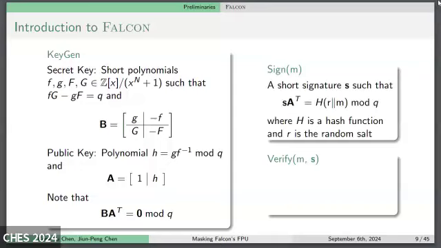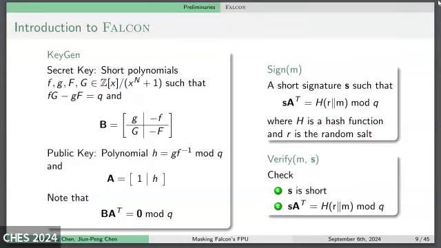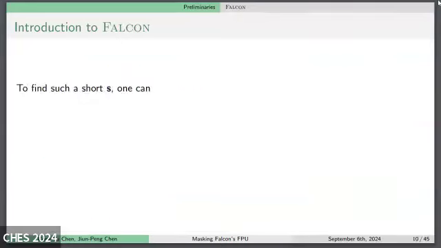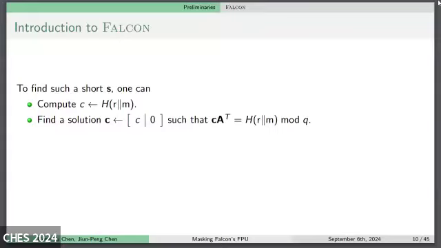To sign a message M, a short signature vector S is generated such that SA is H of r modulo q, where H is the hash function and r is the random salt. To verify message M with signature S, we simply check whether S is short and SA is indeed H of r modulo q. So the key step in the sign algorithm is how to generate this short signature S. To do so, one first computes the polynomial c, which is H of r, and then finds the solution vector, consisting of polynomial c and the zero polynomial, such that cA is H of r modulo q.